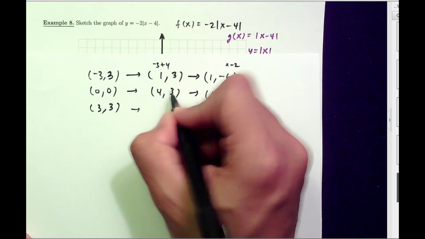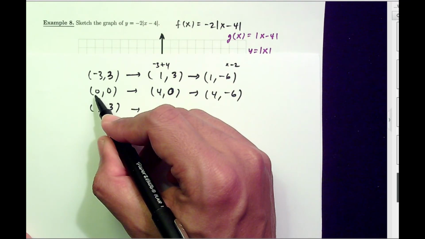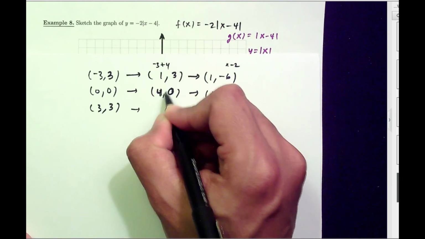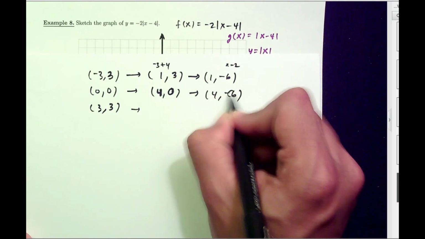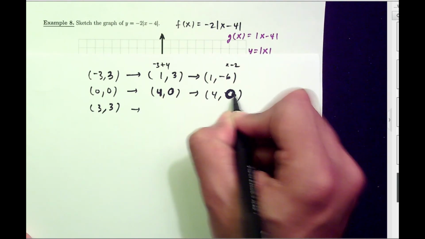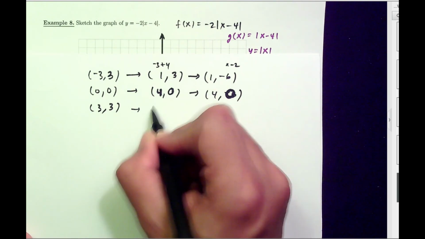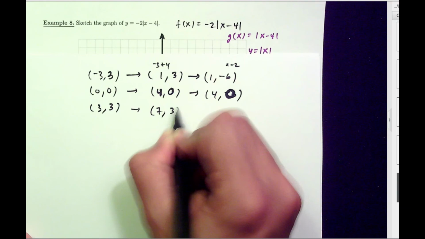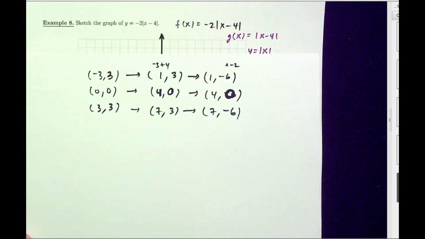Oh, sorry, this is 0. Add 4 to the x-coordinate, so 4 plus 0 is 4. The y-coordinate is the same, and then multiply the y-coordinate by negative 2. This is 0. Right, okay. And then add 4 to the x-coordinate, so that becomes 7. And then multiply the y-coordinate by negative 2. And there you have it.